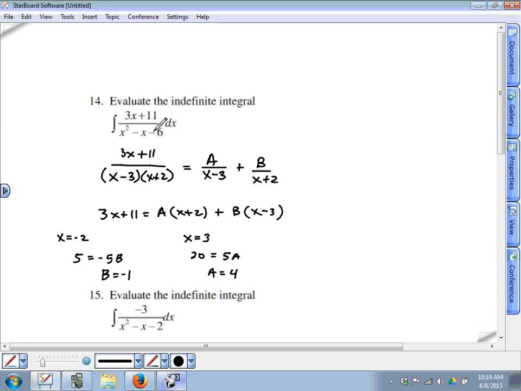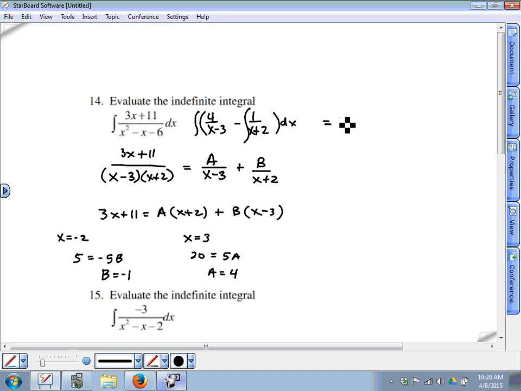So the original expression here could be separated into its partial fractions. So this becomes the integral of 4 over x minus 3 minus 1 over x plus 2 dx. So now you can take separate integrals. So the integral of 4 over x minus 3 minus the integral of 1 over x plus 2. These are both natural log integrals.